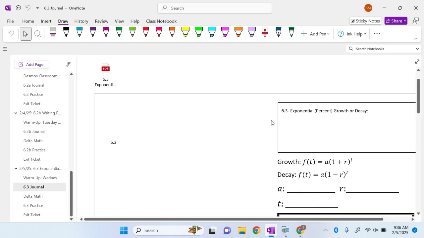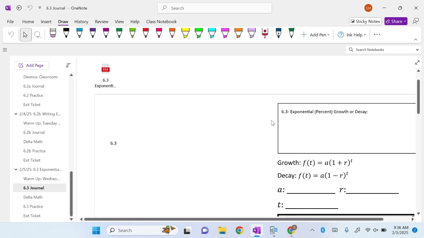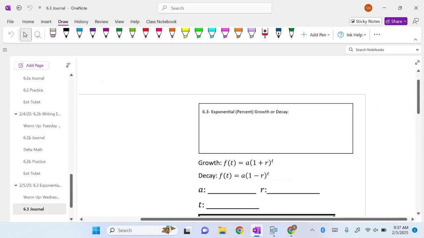All right. So today we're still dealing with exponential functions, but now we're looking at a specific subtype of function.